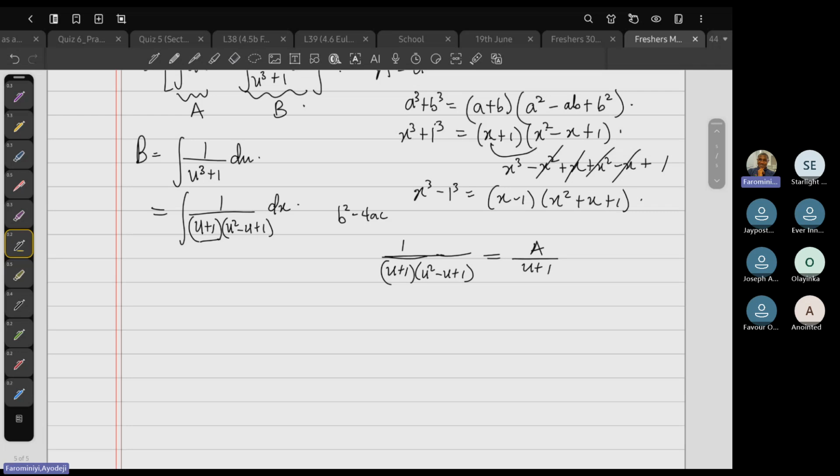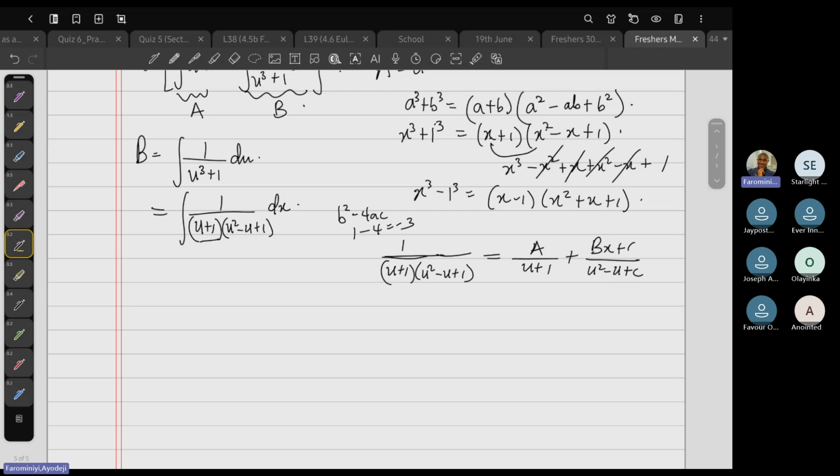So in this one, u squared minus u plus 1, if you do b squared minus 4ac, that is 1 minus 4, which is negative 3. So it cannot be factorized. So it is a non-linear factor. And how do we deal with a non-linear factor? If you have a quadratic non-linear factor, then on top of it, you put a linear expression, bx plus c.